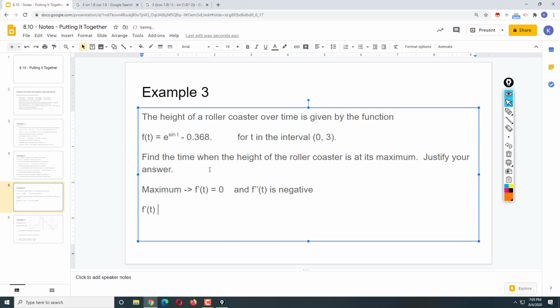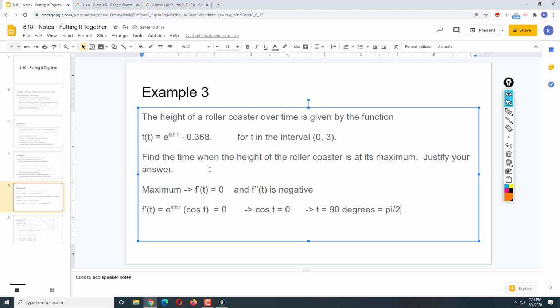So the first derivative must be e to the sine t power times cosine t because of the chain rule. When that's equal to 0, well, e to any power can't be 0. It's always positive. Times cosine t. That means we're looking for cosine t equals 0, which means t equals 90 degrees, which is equal to pi over 2 in terms of radians.